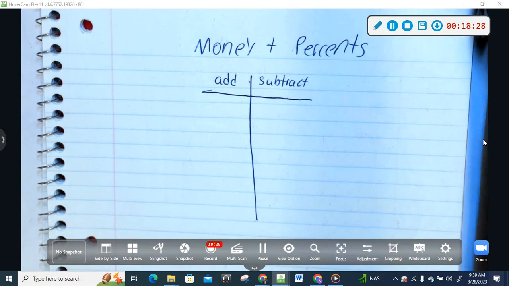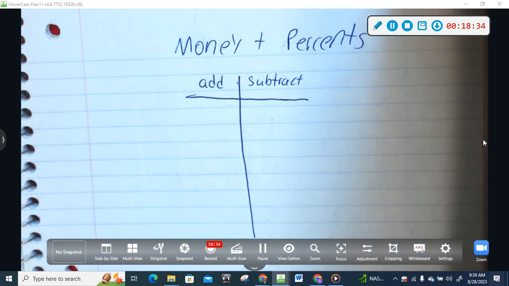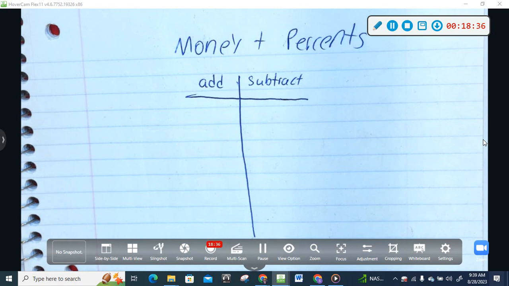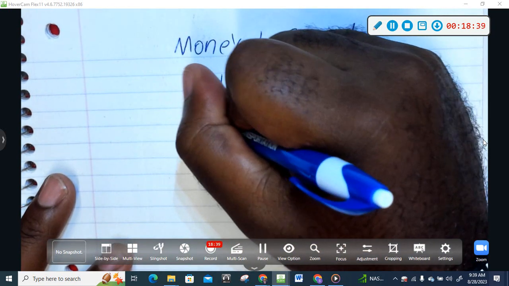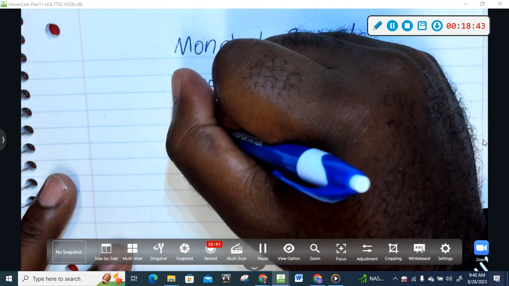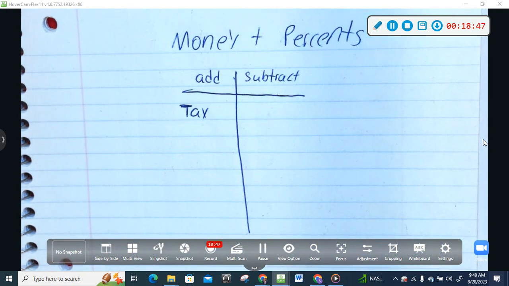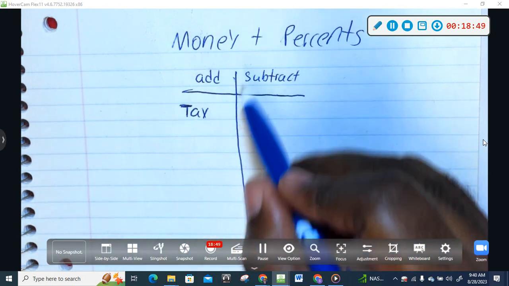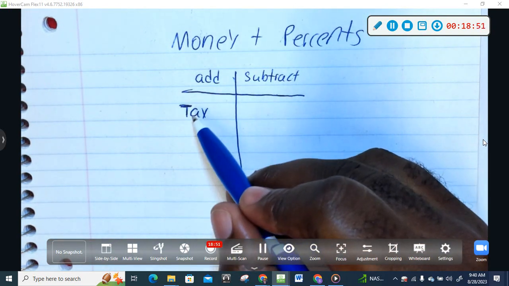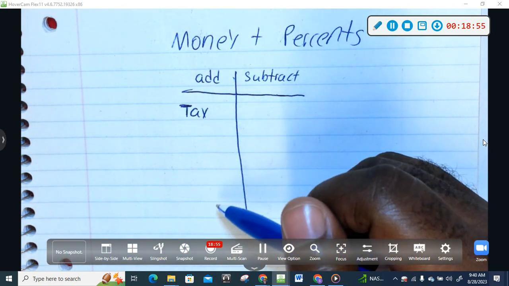Alright, so there's a couple of keywords that pop up when it comes to money and percents. So I'll start us off with one. Tax. If you see the word tax, this is a percentage problem. And as you see, I got them broken down in categories, because once you find a percentage, this word is going to tell you whether you add it to your price or you subtract it from your price.